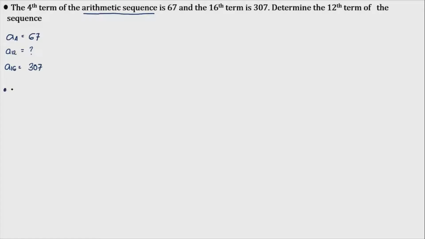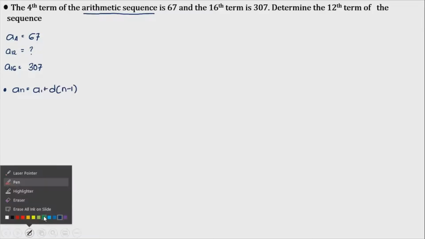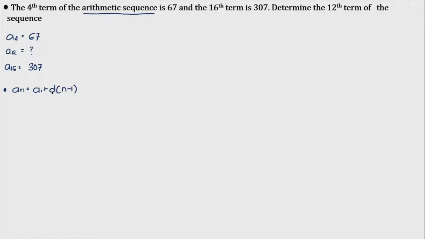So lista natin yung formula. AN is equal to A1, which is yung first term, plus D times N minus 1. Kung mapapansin nyo, hindi tayo binigyan ng common difference. Hindi na tayo binigyan ng first term. Bakit? Kasi yung problem, diretso na siya kay fourth term eh. Wala tayong idea kung ano yung first term. So, paano natin didiskartehan to?